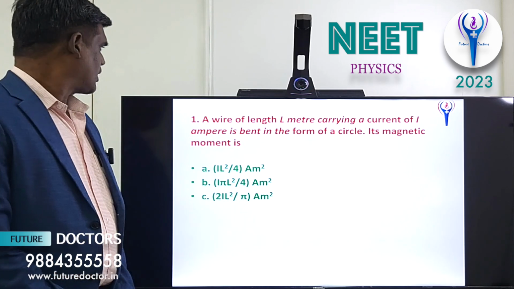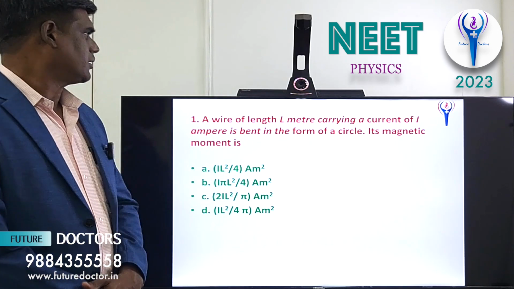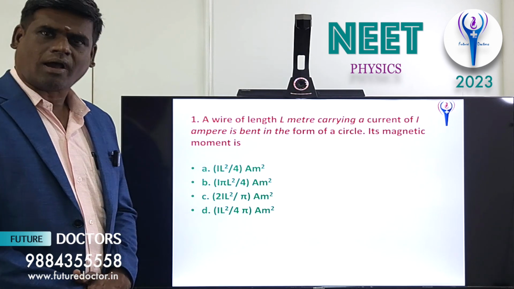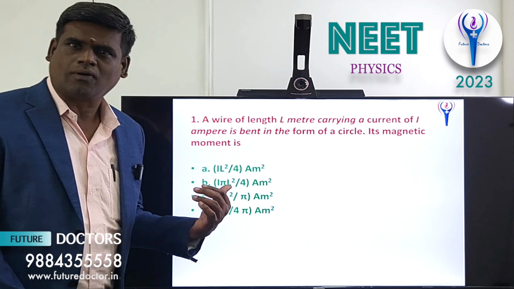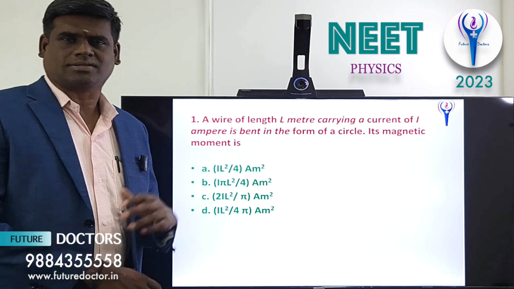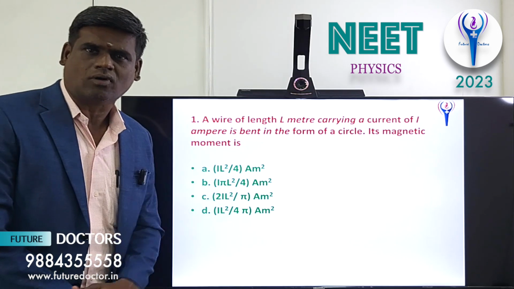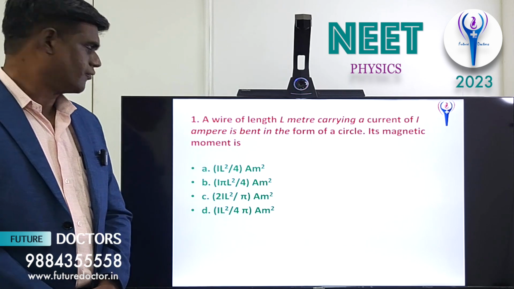Question 1. A wire of length capital L in meter carrying a current of I in ampere is bent in the form of a circle. Its magnetic moment is, that is, the new magnetic moment we want to find in terms of I and L.